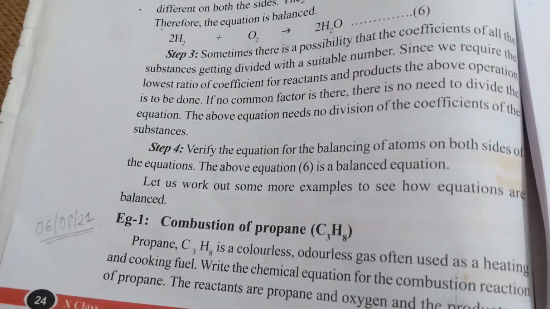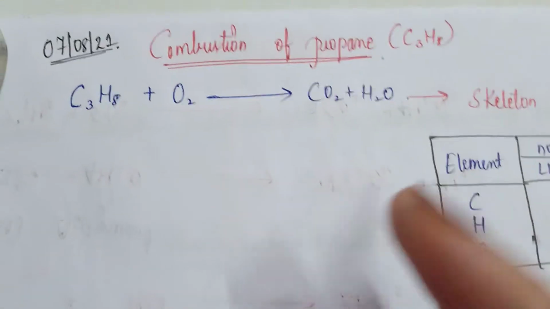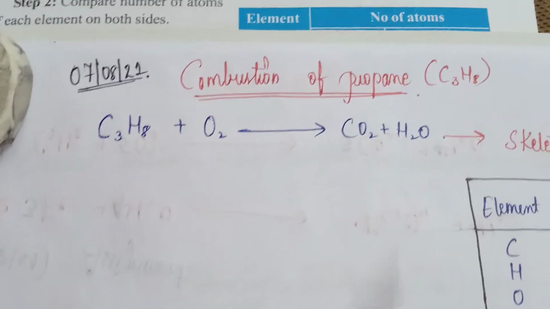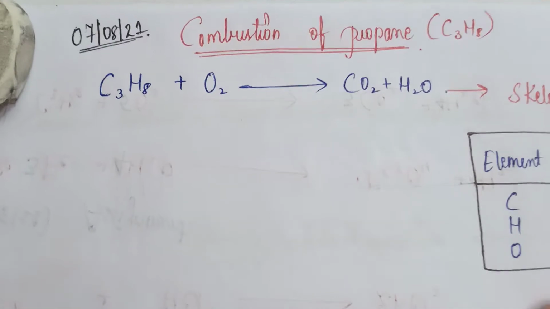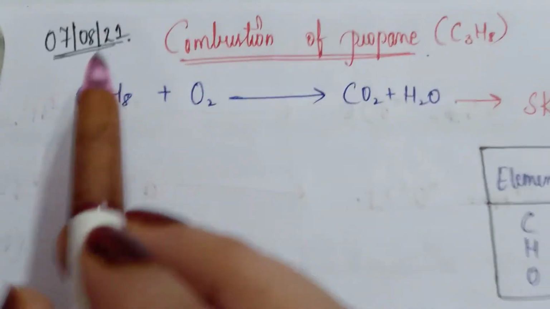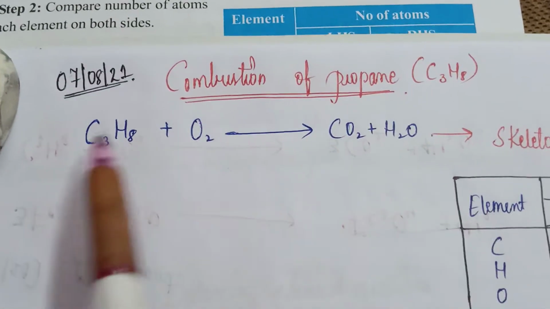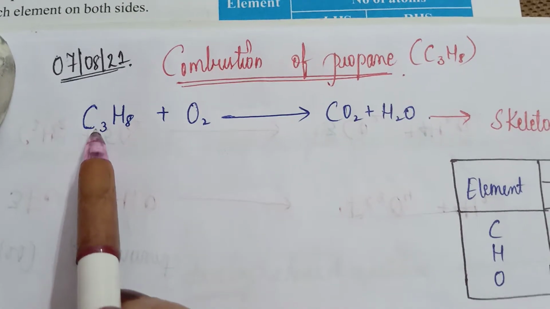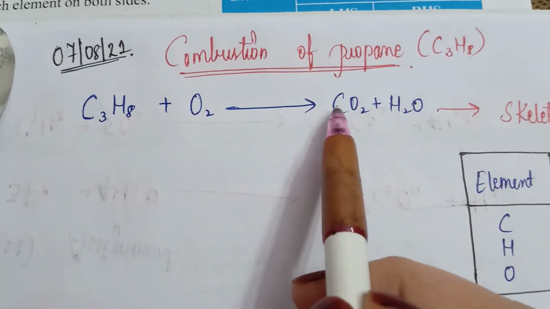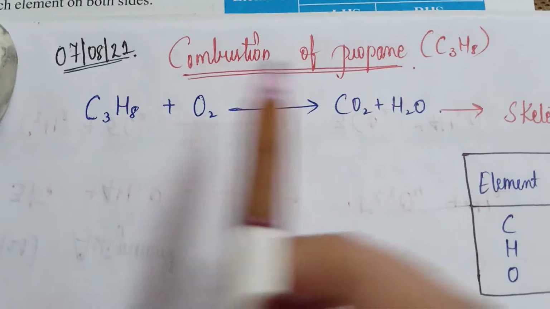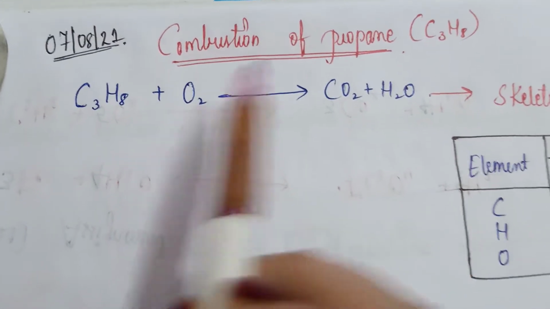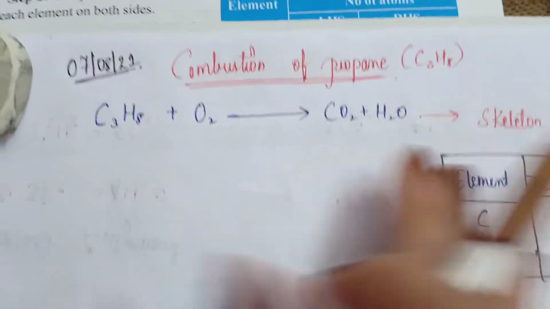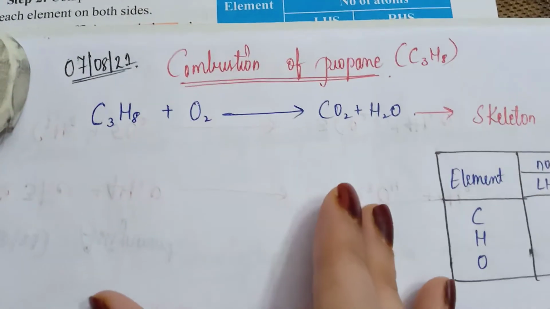So students, in our last class I gave you homework of this equation. Many of the students are unable to do this. Let me make it easy for you. I will show you how to balance this equation, right? This is our skeletal equation, which is unbalanced. As you can see, here we have three carbon and here we have one carbon only. Here we have 8 hydrogen, here we have 2 hydrogen only. Here we have 2 oxygen, here only one. So it is an unbalanced skeletal equation, and we have to balance it.